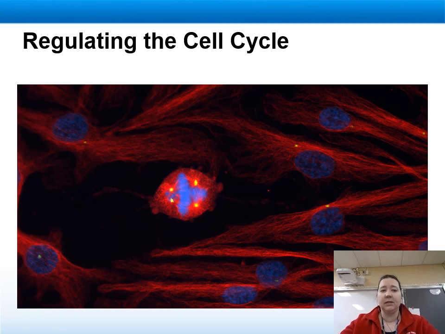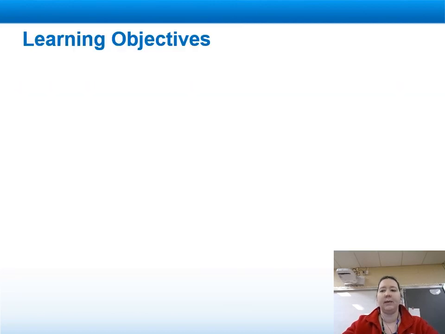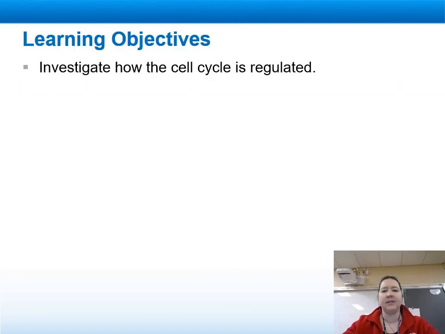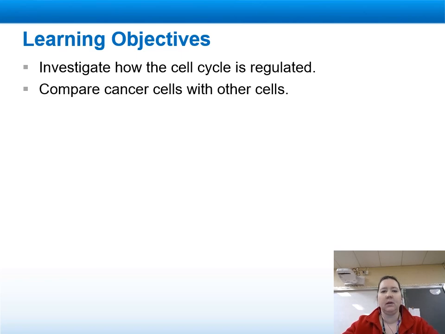To Unit 6, Lecture 3, we'll be talking about regulating the cell cycle. Learning objectives: investigate how the cell cycle is regulated, compare cancer cells with other cells.